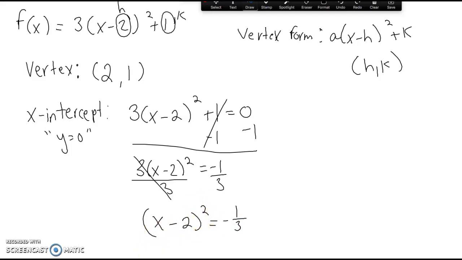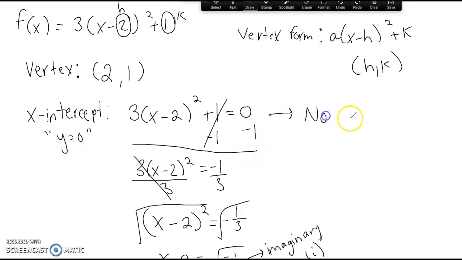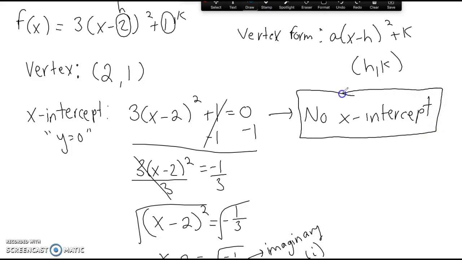I have to get rid of this exponent, so I'm going to take the square root of it on both sides. Now I notice that I can't keep solving here because I ran into a problem: I have a negative radicand and an even index. So I know that this is going to give me an imaginary solution. Therefore there is no x-intercept. Because when we have an imaginary solution, the graph does not hit the x-axis. We don't have real roots.